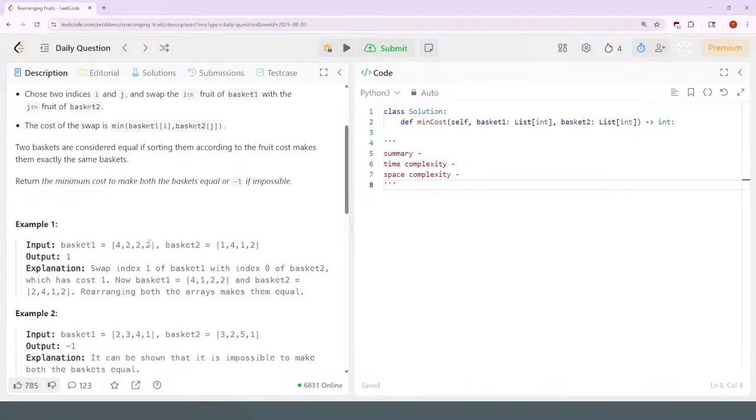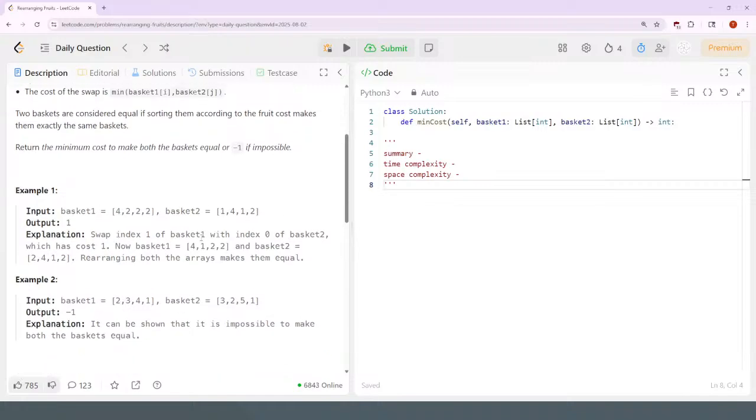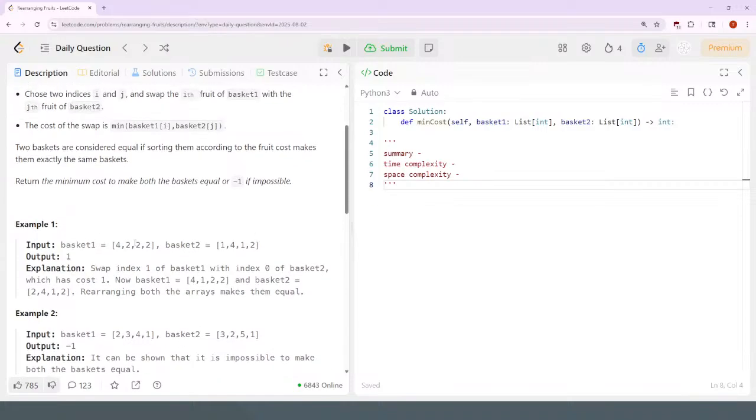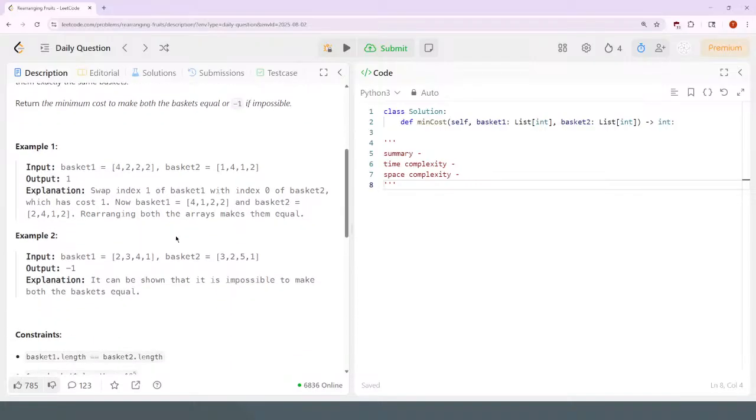And then the examples here are 4, 2, 2, 2 and 2, 4, 2, 2, 1, 1, 4, 1, 2. You swap the 2 and the 1 to make them both include 4, 2, 2, 1. And the cost of that swap would be the minimum of the two values that were swapped, which is 1. And then the second one here is not possible because there's 1, 4 and 1, 5, and you can't have both baskets include those values.